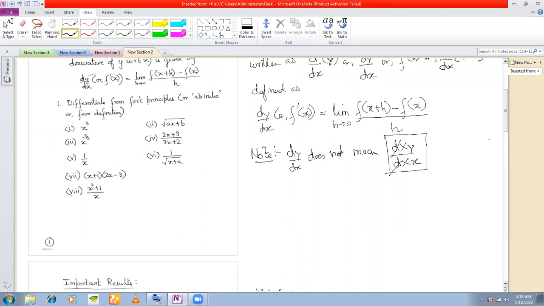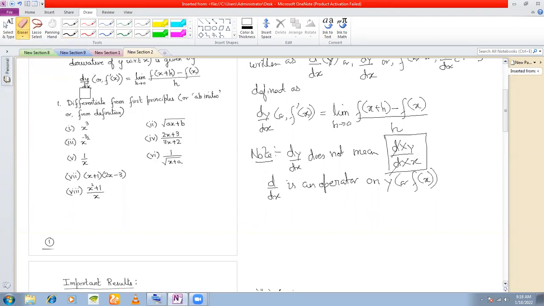Remember this, it is just an operator. Okay, d/dx is an operator on y or f(x). So I hope the concept of this is a little clear.